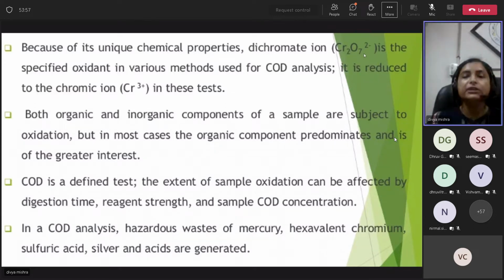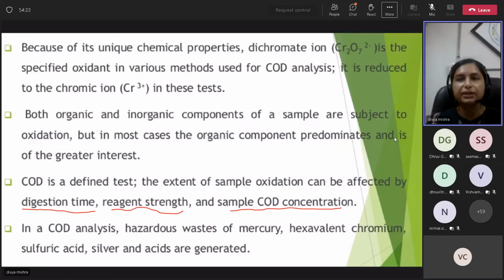So the extent of sample oxidation can be affected by digestion time, the strength of the reagent which we are using, and the sample COD concentration. It means if there are other components too, inorganic components, like sometimes the presence of halides, it also interferes, and so we get error in the measurement of the COD value.